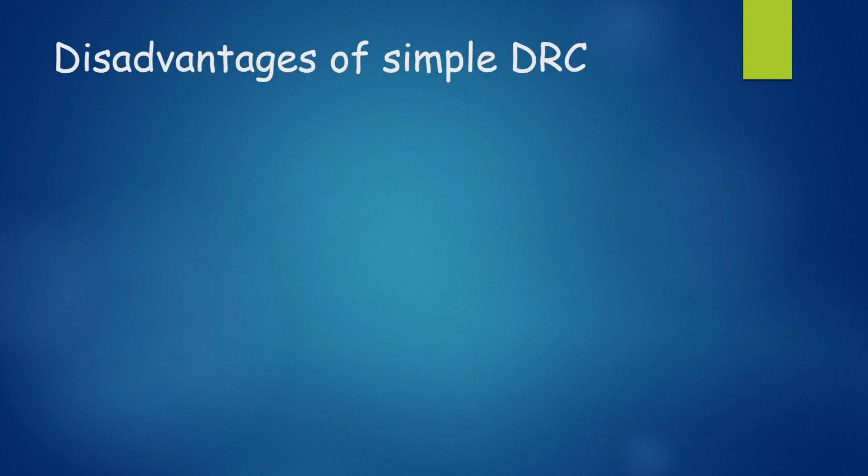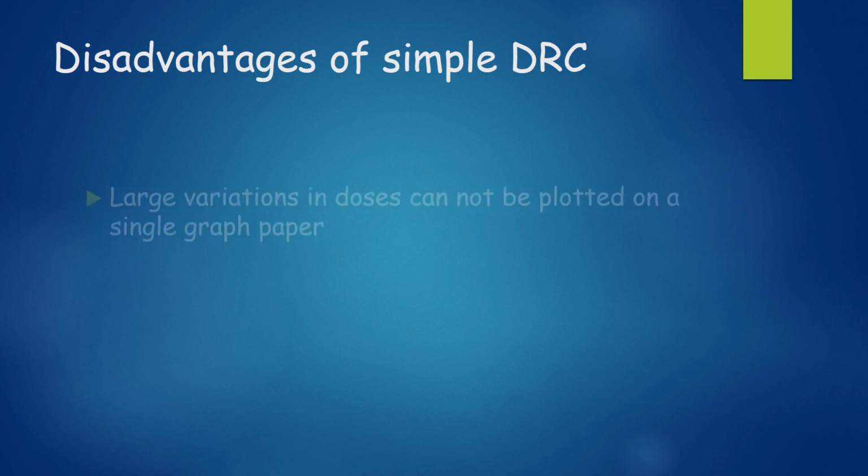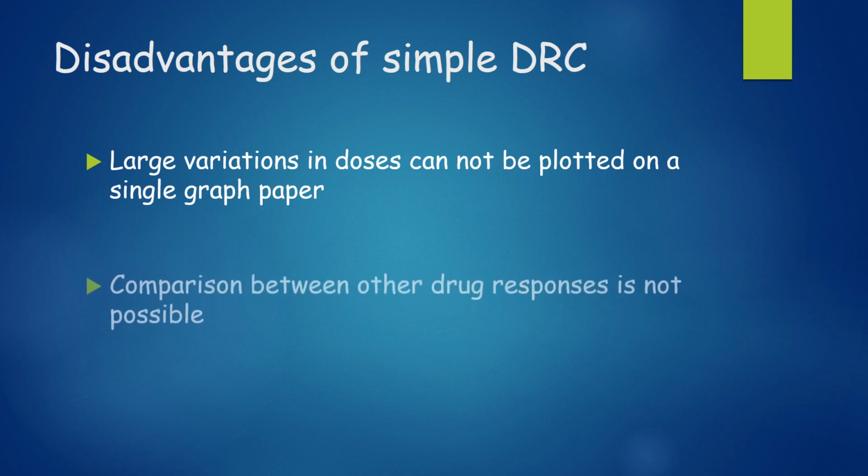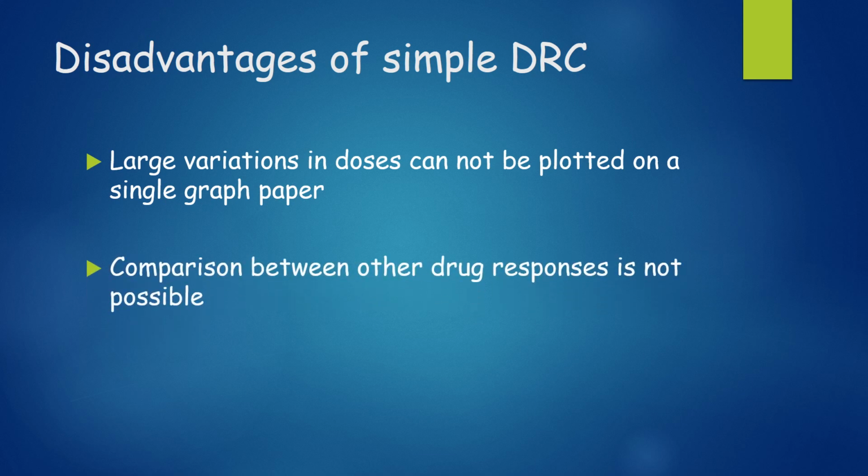Now, there are some disadvantages of the simple dose response curve. Large variations in the dose cannot be plotted on a simple graph paper. As I have told, when we are taking 1, 2, 3, 4, 5, 6, if we have a dose of 1 and 100, the x axis will be prolonged. We will have to use so many papers to get to 100. Then comparison between two drugs' responses is also not possible.